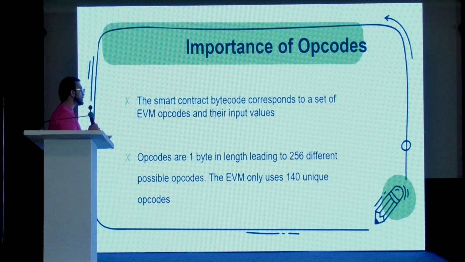So basically, the smart contract bytecode corresponds to a set of EVM codes. That's the bytecode that gets generated when you compile a smart contract. And each opcode is 1 byte in length, basically, and it can lead to 256 different options. But EVM right now only uses around 140 unique opcodes. So that's that. Again, I'll be diving into this a bit more when I come to the code snippets.